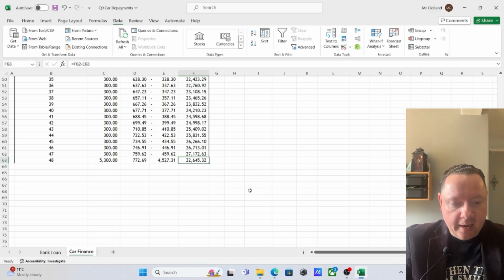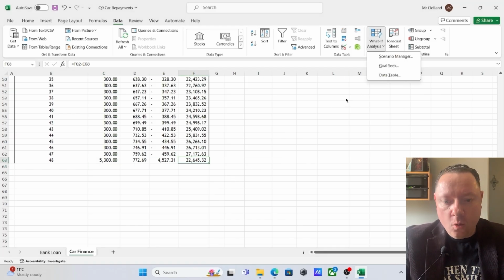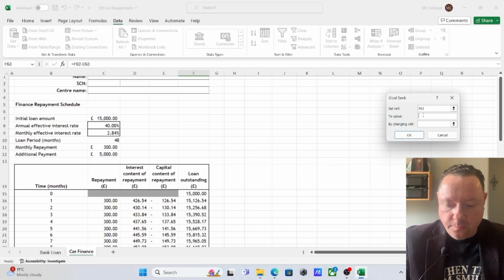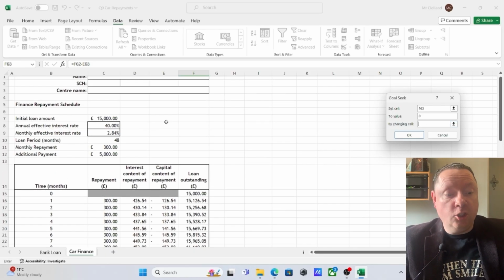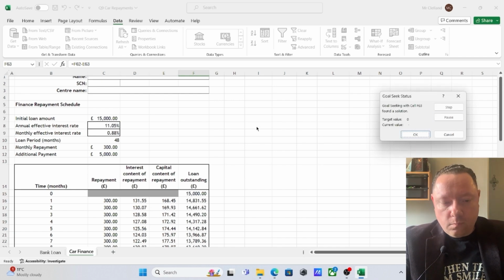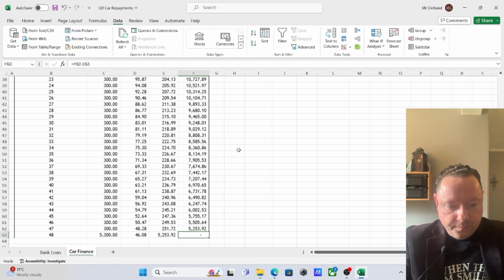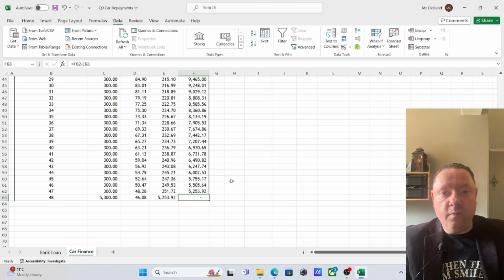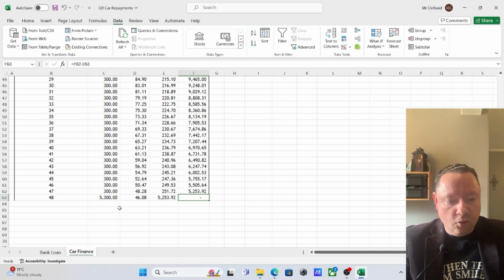You notice my goal seek again, I have to change this. So it's What-If, Goal Seek, change F63 to value 0. But this time we're not changing the repayment, we're changing the annual effective interest. After a little while we get 11.05%. Notice that says dash or zero. It depends on how the spreadsheet's set up, but that is definitely zero, so we're good.